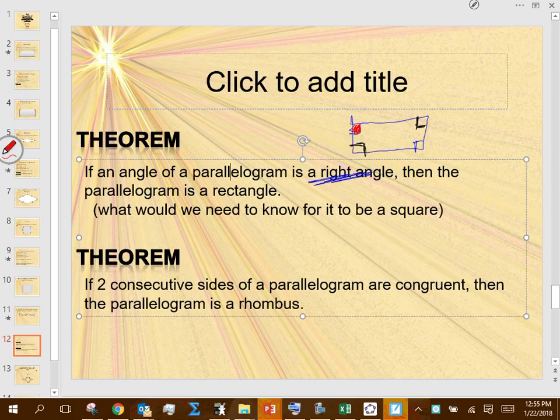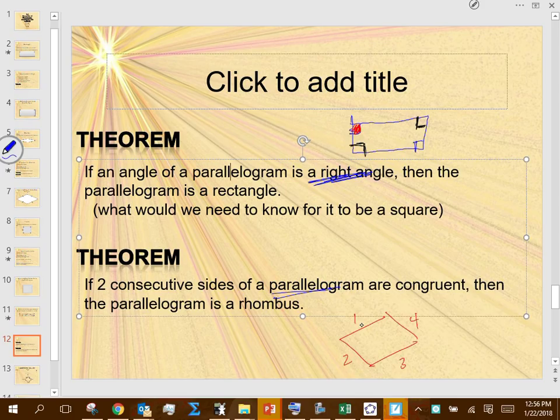The other theorem is that if we're dealing with a parallelogram again, so let's say that this shape here is a parallelogram, and consecutive sides are congruent. Consecutive means one after another, right? So we name the sides 1, 2, 3, and 4. If it's a parallelogram, what do you know about sides 1 and 3? In a parallelogram, opposite sides are congruent, right? What do you know about 2 and 4? They're congruent.